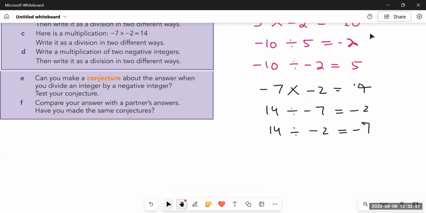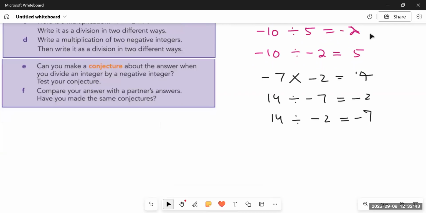Okay. Then they're saying, can you make a conjecture about the answers when you divide an integer by a negative integer? So yes, when we divide a positive integer by a negative integer, the answer would be negative. And if we divide a negative integer by a negative integer, the answer would be positive. So we have completed till question number 11.